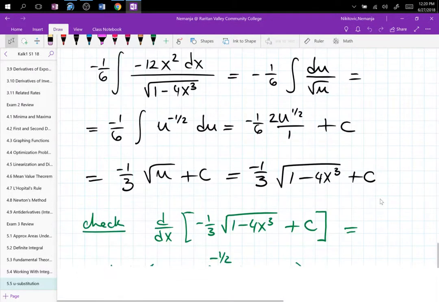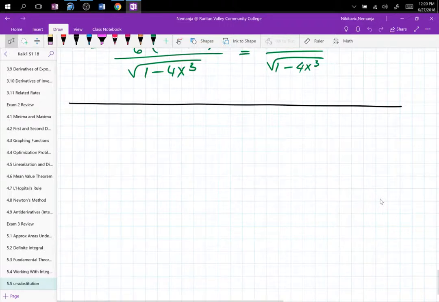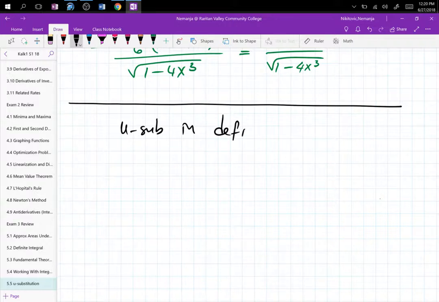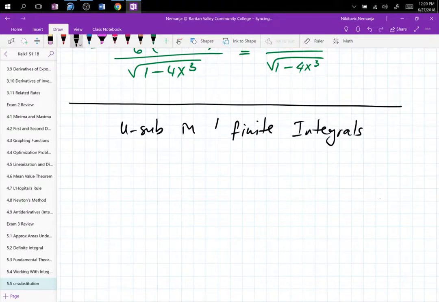So now, as we go, we are going to take a look at the u-sub in definite integrals. Definite integrals are very frequent. Actually, the entire Calculus 3 is definite integrals only, pretty much.